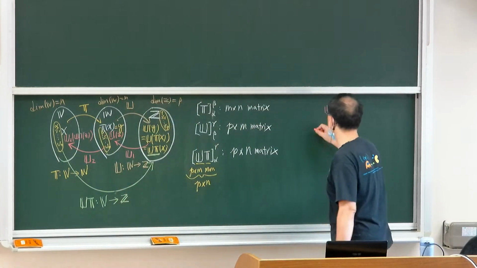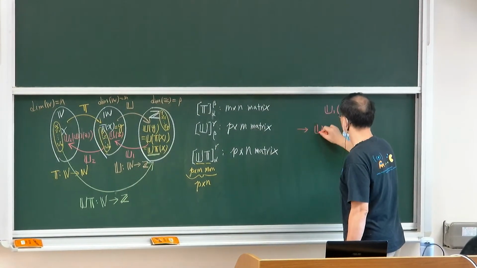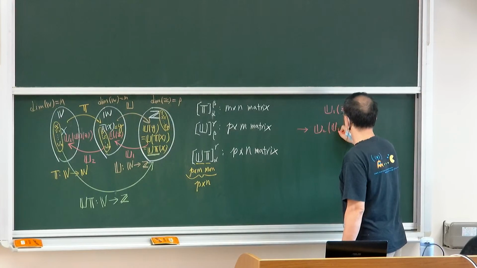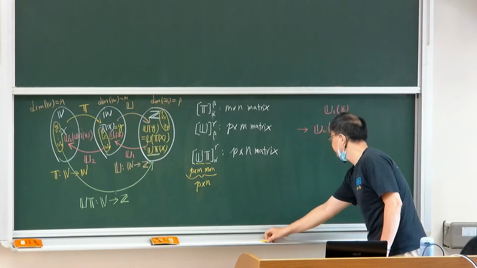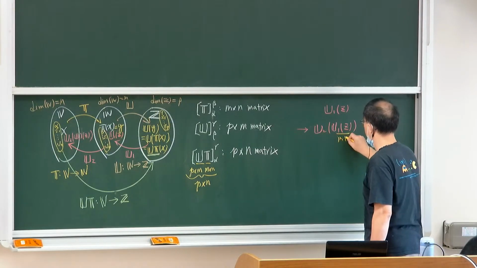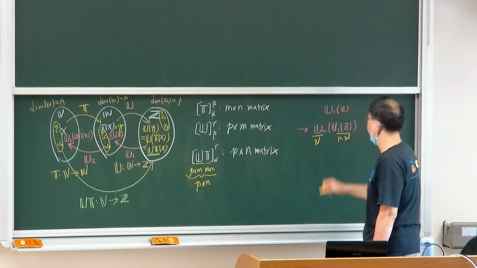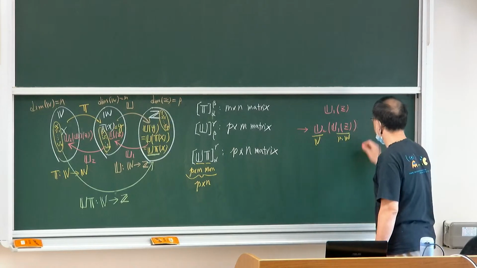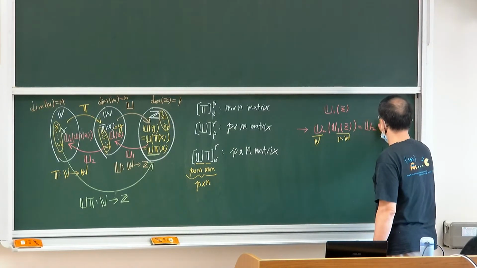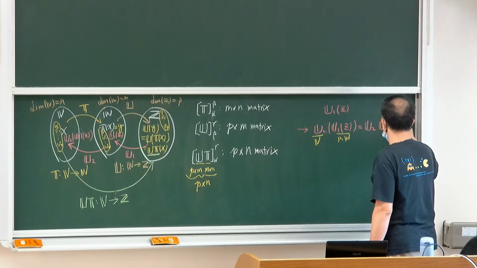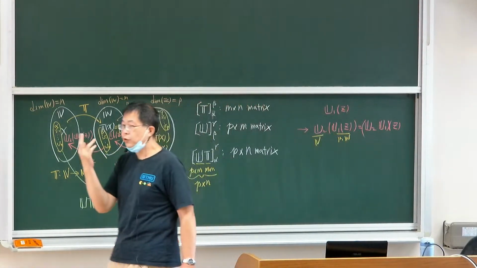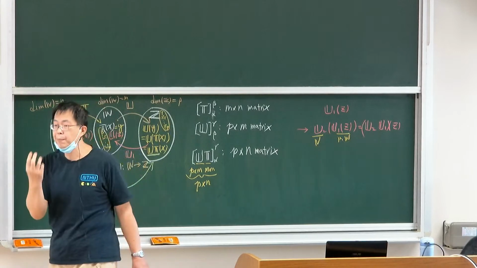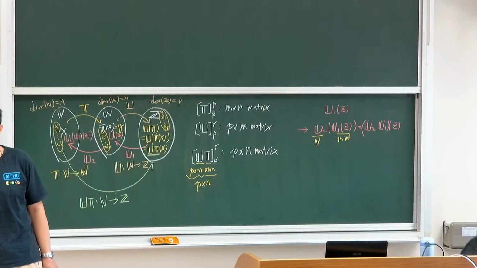So then we transform it back to U2 from here, it's in W, and back to V. So I have U2, U1, Z. Okay, we have to know that this kind of transformation, this kind of composition of linear transformation, is not commutative.